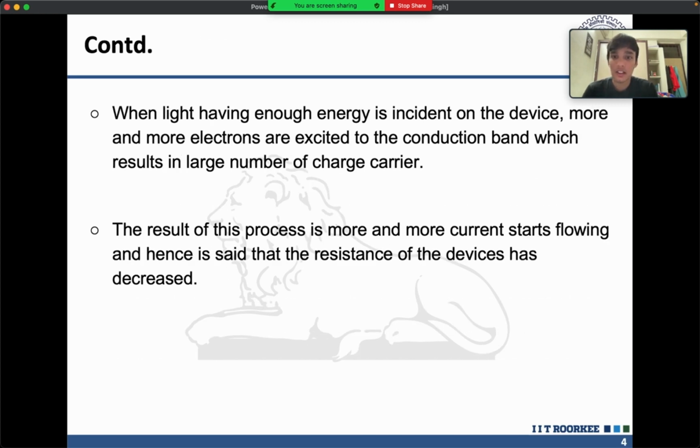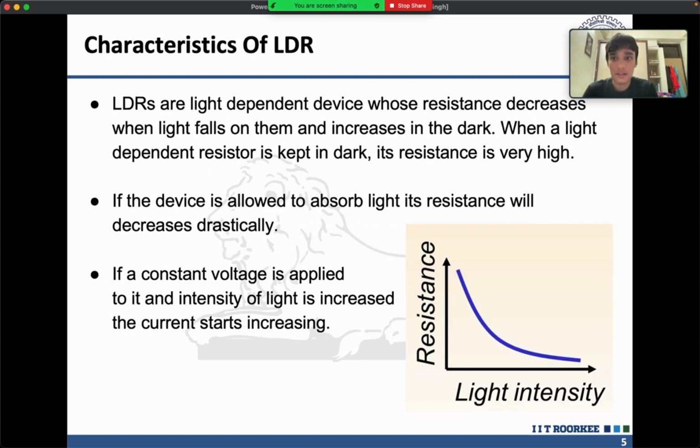So when light having enough energy is incident, more and more electrons get excited to the conduction band, which results in a large number of charge carriers. So the result of this whole process is more and more current. So hence we can say that the resistance of the device has decreased.